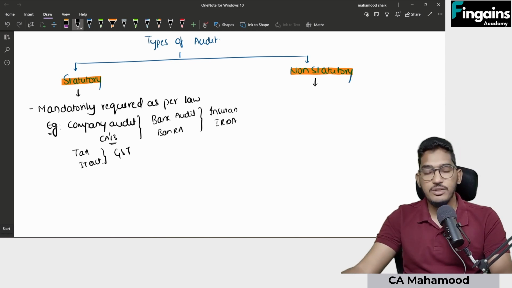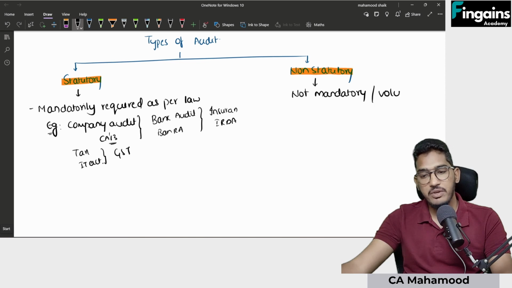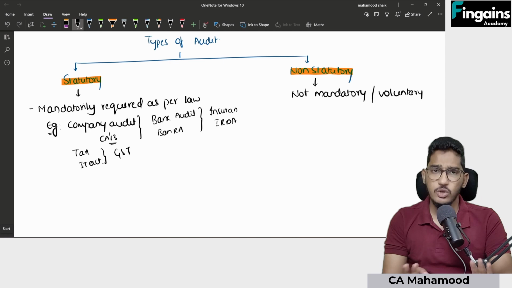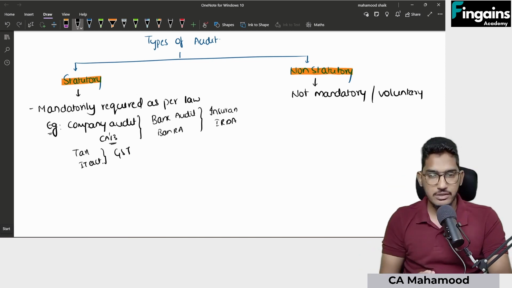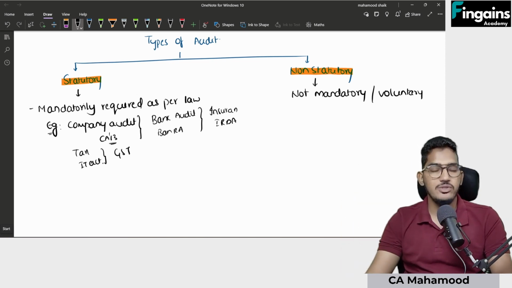Then what could be the meaning of non-statutory audit? Obviously, non-statutory audits are those audits which are not mandatorily required. Those audits which are not mandatory, or we can call them by another name, voluntary audits. Voluntary means out of your own choice. Law is not saying audit is mandatory, but still, if the client out of his own choice approaches an auditor and gets the auditor appointed, and voluntarily undergoes the audit of his accounts, we call it non-statutory or voluntary audit.